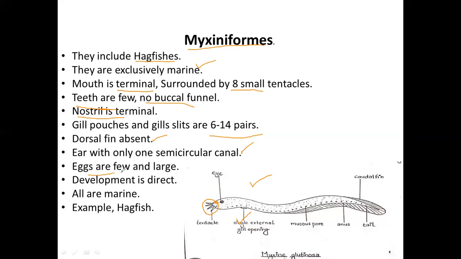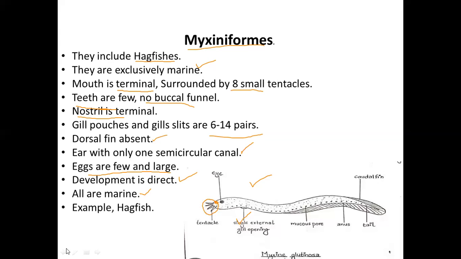Next, eggs are few and large. In petromyzontiforms, eggs are very small and a huge number of eggs are produced. In myxiniforms it is the opposite: few eggs which are larger in size. Coming to the development, it is direct, with no larval stages. In Petromyzon, the larval stage is present and prolonged for a longer period of time. Again, all are marine, as already discussed. All the hagfishes come under the myxiniforms.